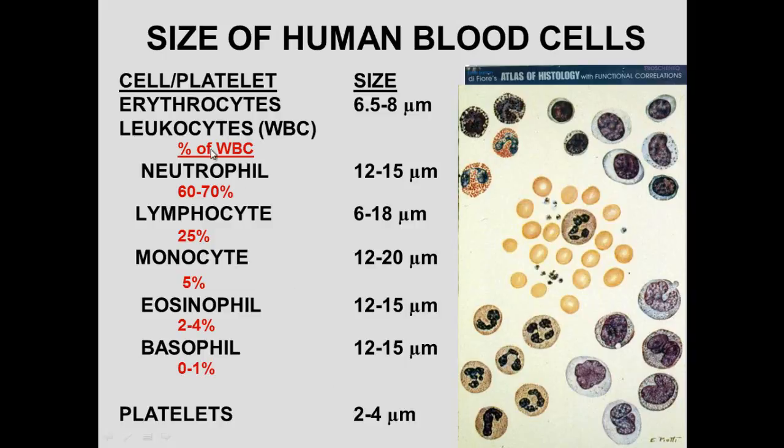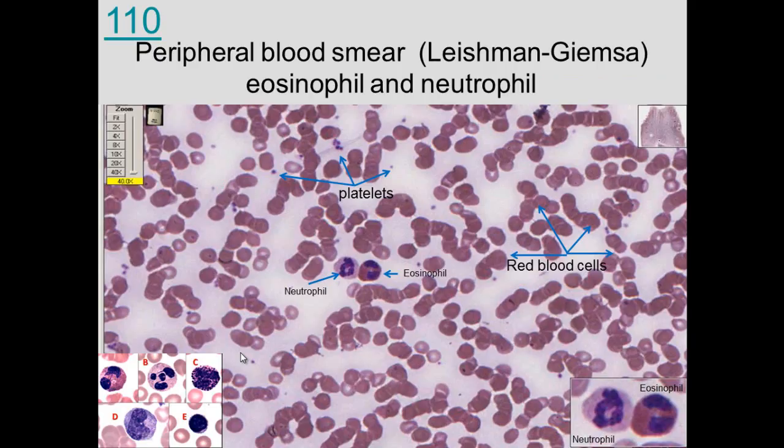And it also shows you percentages. The greatest percentage of the white blood cells is neutrophils, and then the next greatest will be the lymphocytes. So you expect to see a lot of neutrophils and a lot of lymphocytes. Some of these other cells are less common, and you hardly ever find a basophil.